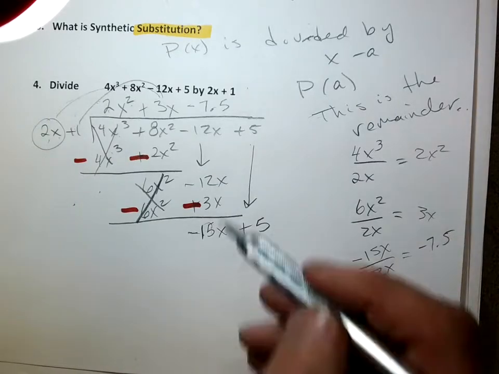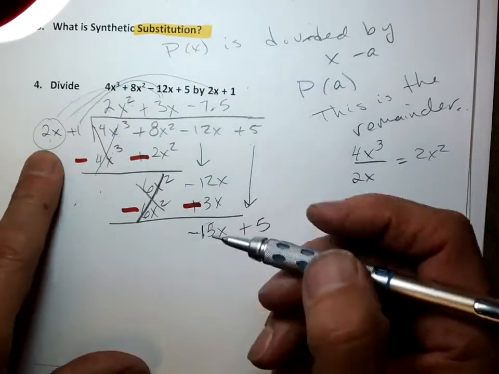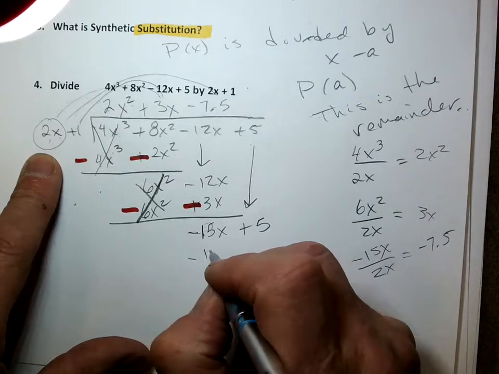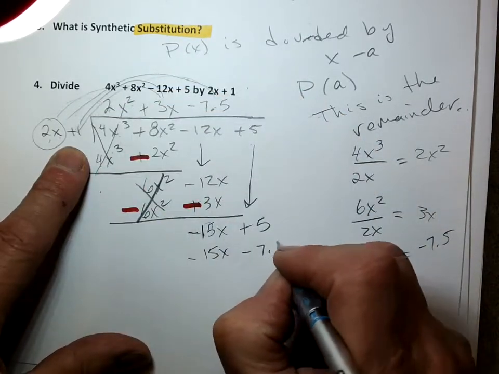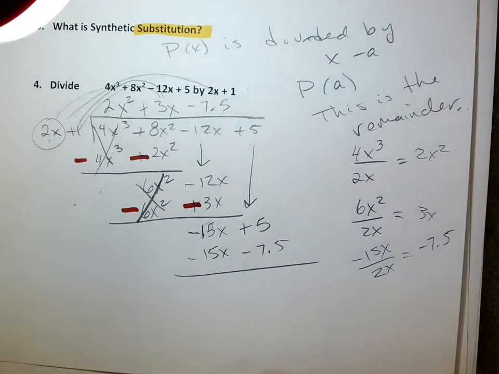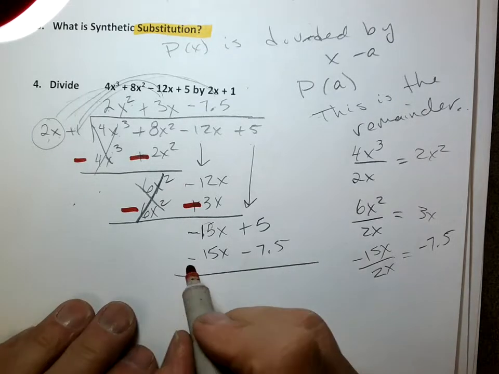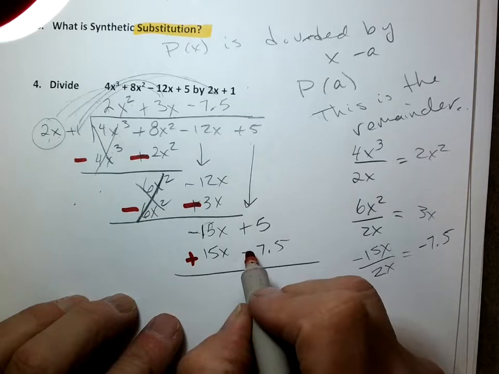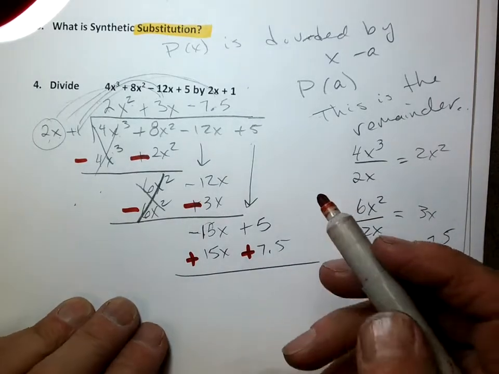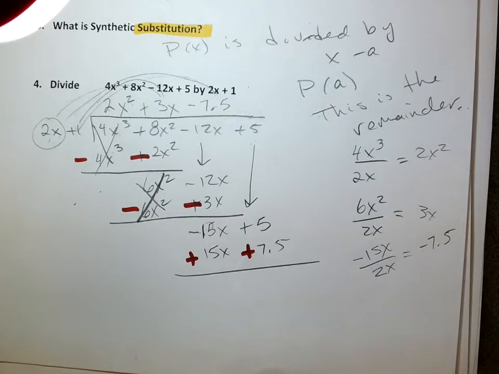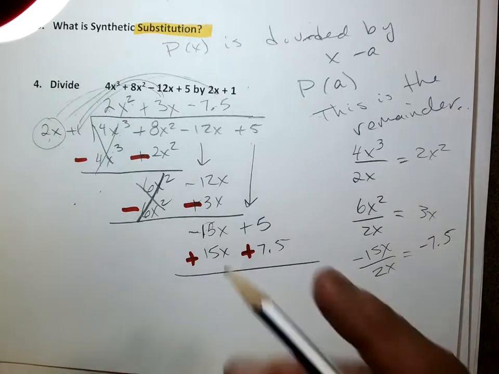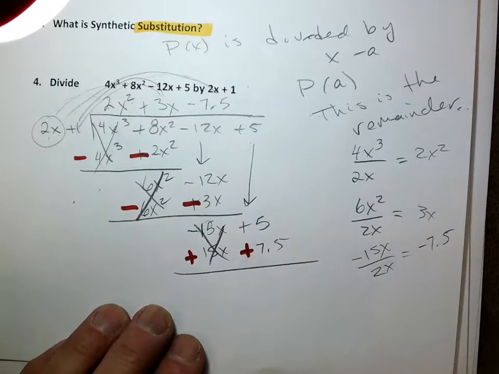Then I'm going to multiply. Negative 7.5 times 2x should give me a negative 15x, and negative 7.5 times 1 is a negative 7.5. Now, when I subtract, you notice I use a different colored pen because I like to change signs and add. If I subtract a negative, it makes it a positive. Does that make sense? Then the 15x cancels, and I'm left with a 12.5.